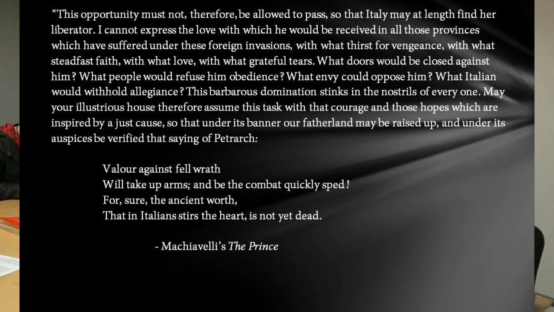This opportunity must not therefore be allowed to pass, so that Italy may at length find her liberator. I cannot express the love with which he would be received in all those provinces which have suffered under these foreign invasions, with what thirst for vengeance, with what steadfast faith, with what love, with what grateful tears. What doors would be closed against him? What people would refuse him obedience? What envy could oppose him? What Italian would withhold allegiance? This barbarous domination stinks in the nostrils of everyone.